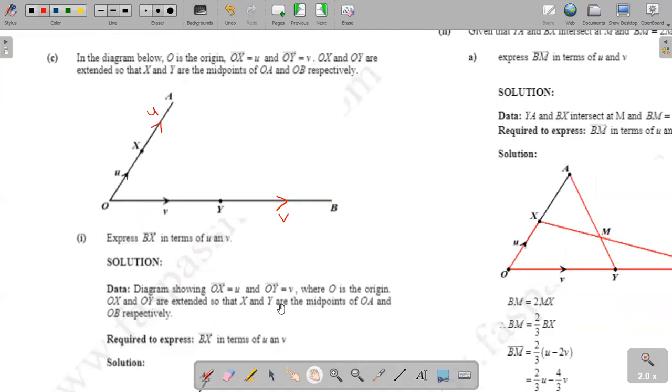Let's look at the first question. Express BX in terms of U and V. They want to go from B to X. Let's write the pathway. How do I get from B to X? Somebody talk to me. Where should I go first? B to O. Everybody seen it? B to O, and then from O to who? OX. Do we agree? Look at the pathway. You go from B to O, and then from O to X.